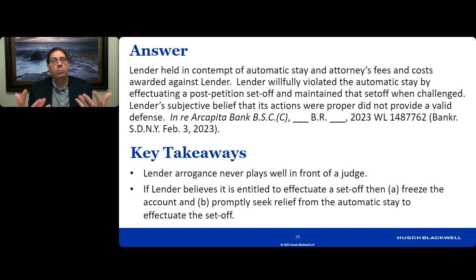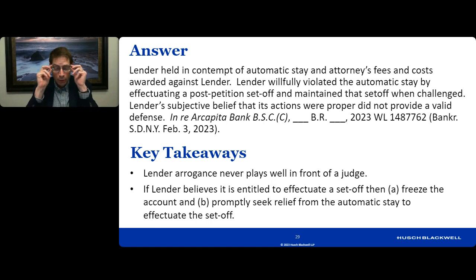A practical question is, what happens if I think I have the right of set-off, my borrower files for bankruptcy, and I don't want the borrower to get the money that's in the deposit account? I want to set that off and have it go to me. Well, the practical answer is you want to immediately put an administrative freeze on the account, so we're not doing anything. But then you need to promptly get into the bankruptcy court and ask for relief from the automatic stay, or alternatively for adequate protection.